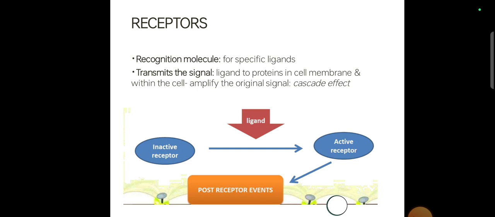The recognition molecule and receptors for specific ligands. These receptors transmit the signals from ligand to protein in the cell membrane and within the cell amplify the original signal, which is also known as the cascade effect. Inactive receptors, when bound with ligand, work as active receptors after the post-receptor events.